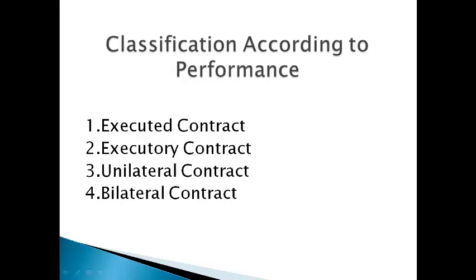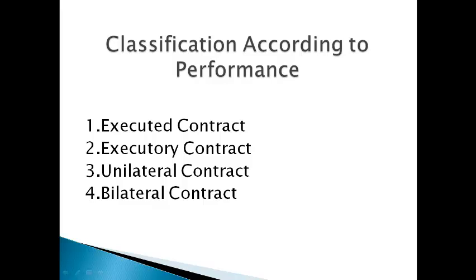Then last one, classification according to performance. There are four types of contract: executed contract, executory contract, unilateral contract, bilateral contract. First one, executed contract. When both the parties have completely performed their respective obligations under the contract, the contract is said to be executed. For example, cash sales. The next one, executory contract. In this contract, the obligations of the parties are to be performed at a later time. When both the parties have not performed their respective obligations under the contract, the contract is said to be executory.